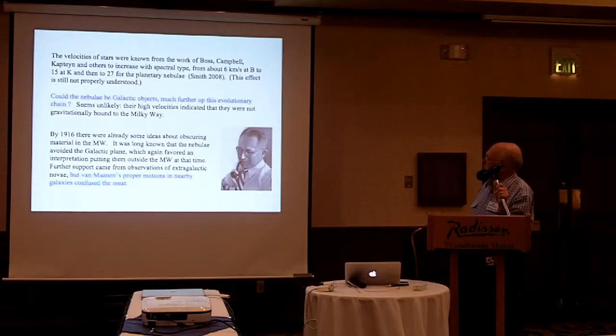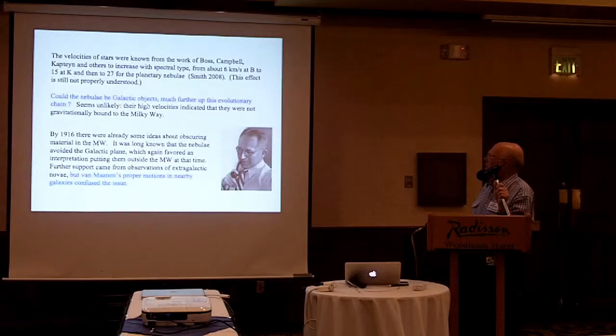The velocities of stars were known from the work of Boss, Campbell, and Kapteyn, and others to increase with spectral type, as we've heard from Robert, from about 6 kilometres a second at early types up to 27 kilometres a second for the planetary nebulae. And I should just add that why this happens is still not understood today: what the heating process is that drives the dispersion of stars up as they get older. The heating is really not understood here.